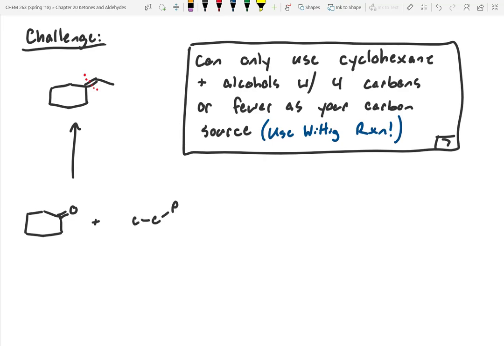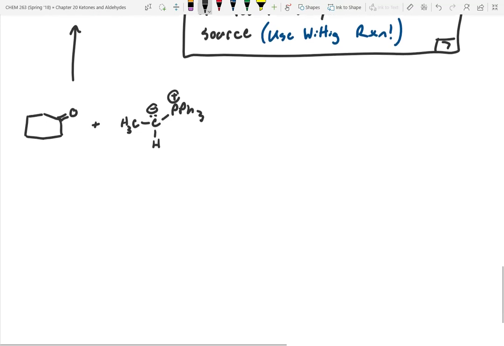PH3. The phosphorus is positive. This carbon must therefore be negative, right? So it's always the adjacent carbon that's going to be negative. All right, so we've got our Wittig reaction taken care of.